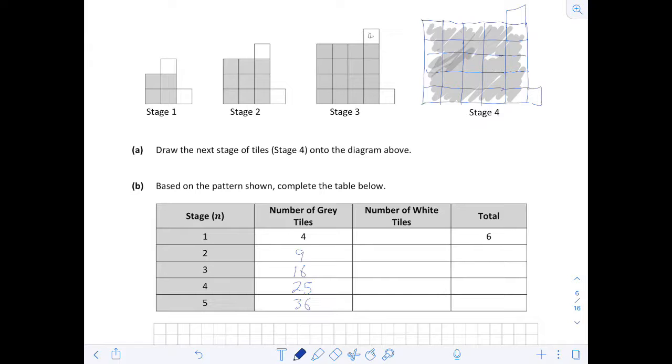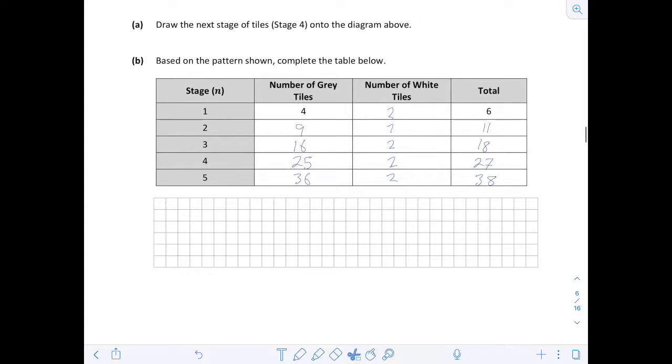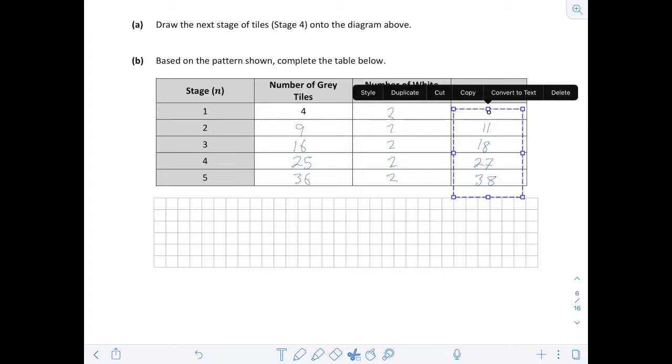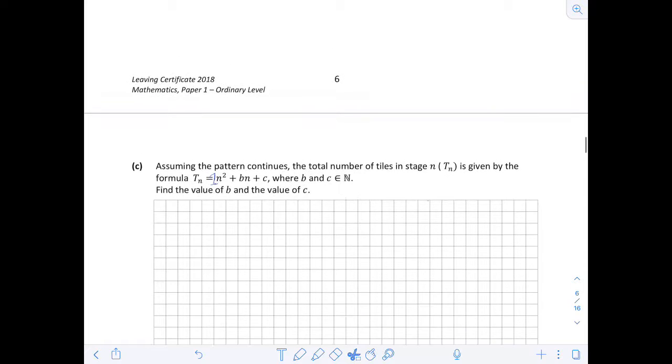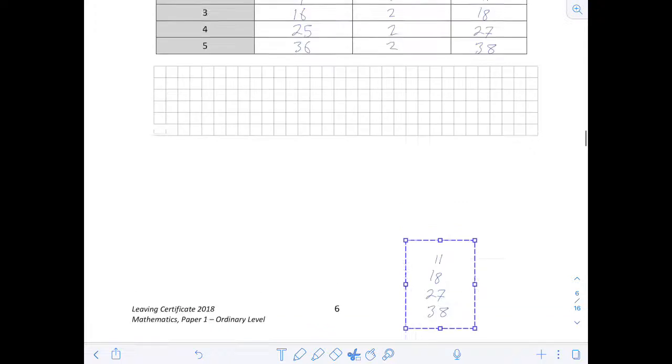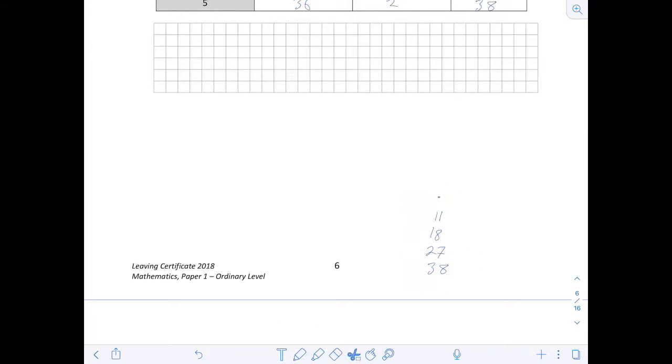Number of white tiles. So the number of white tiles is always just 2, 2, 2, 2, 2. So that's going to be 11. That's going to be 18. That's going to be 27. And that is going to be 38. And we'll probably need that information in a second. Let's copy it. Okay, so we need it in here. So paste. Right, so we started off with a 6, was it? Yeah.